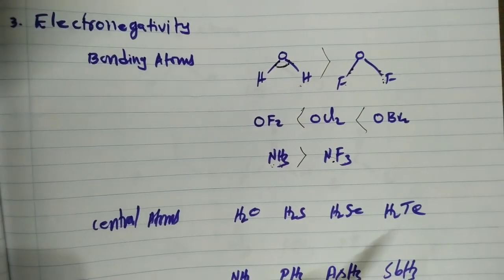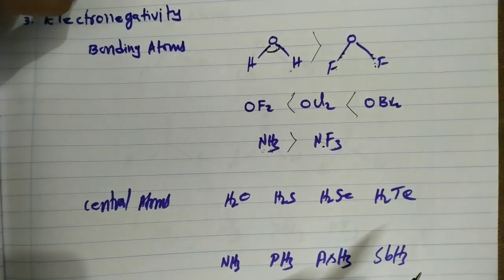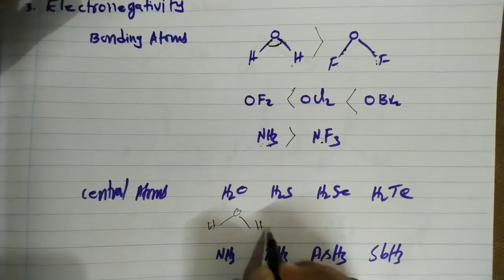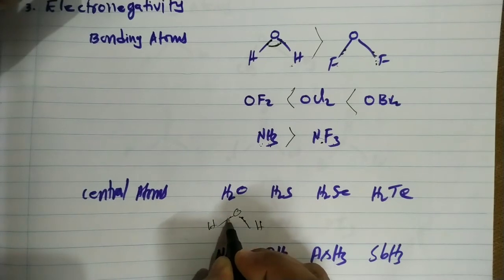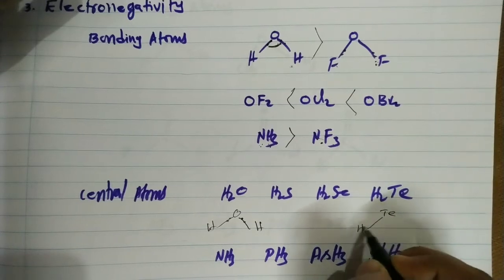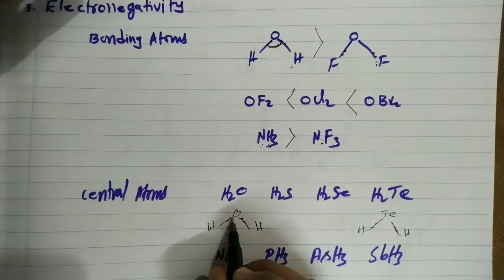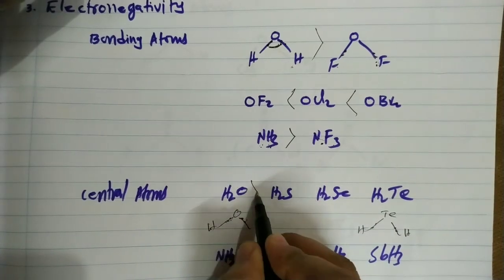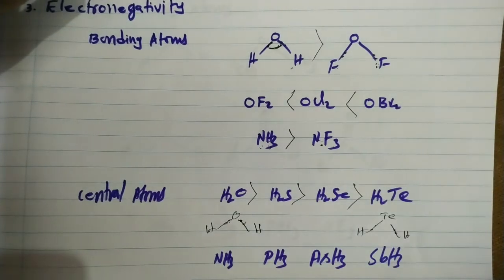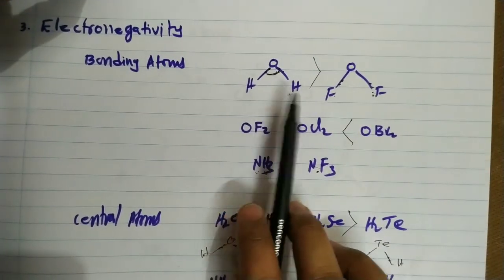And next, the electronegativity of the central atom is different. In the case of oxygen and hydrogen, the bonding electrons are very close to the central atom oxygen. In the case of tellurium and hydrogen, the bonding electrons are not close to the central atom, so there are fewer bond pair repulsions. So as the electronegativity of the central atom decreases, the bond angle decreases. And as the electronegativity of the bonding atom decreases, the bond angle increases.